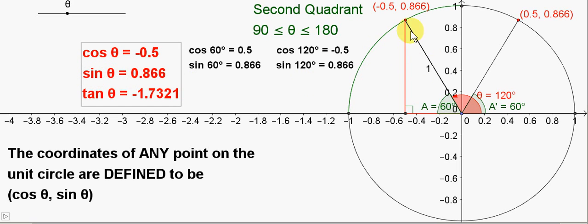For that reason, we often call this quadrant the S quadrant. Of course, we know that for the first quadrant, all the functions are positive. So for acute angles, cos, sine and tan are positive. So we often call this quadrant A for all functions positive.